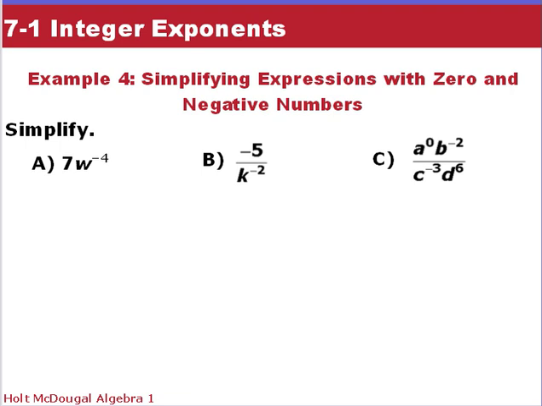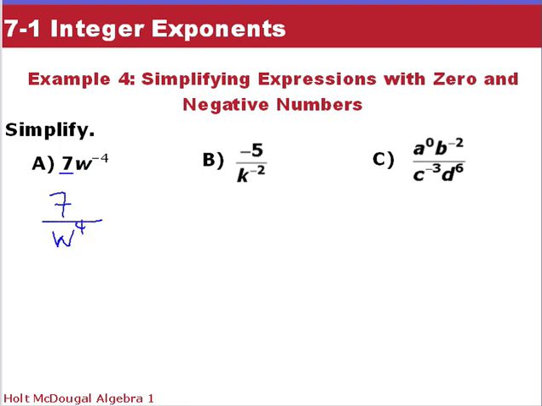So here we want to simplify. We have negative exponents here, and we have a 0 exponent. So again, when you start these, draw a fraction bar, numerator up here, denominator here. Take each individual term. Let's take 7, take that factor. 7 stays in the numerator. Now we're looking at w to the negative 4. That's a negative exponent, so w goes to the denominator, and our exponent becomes positive, and we've simplified.